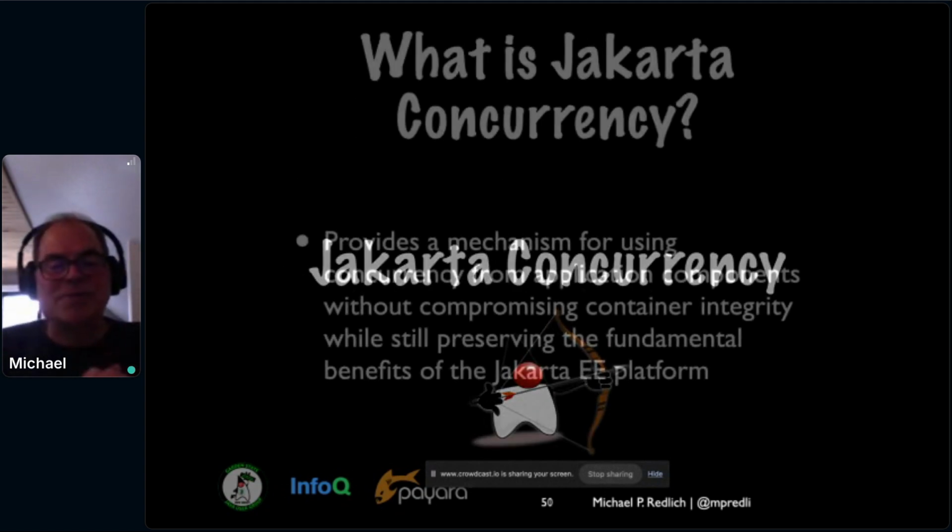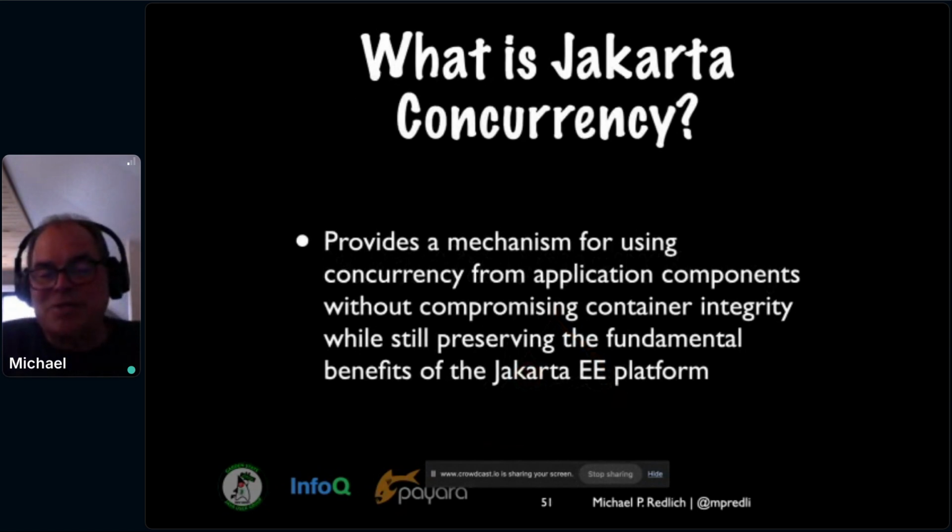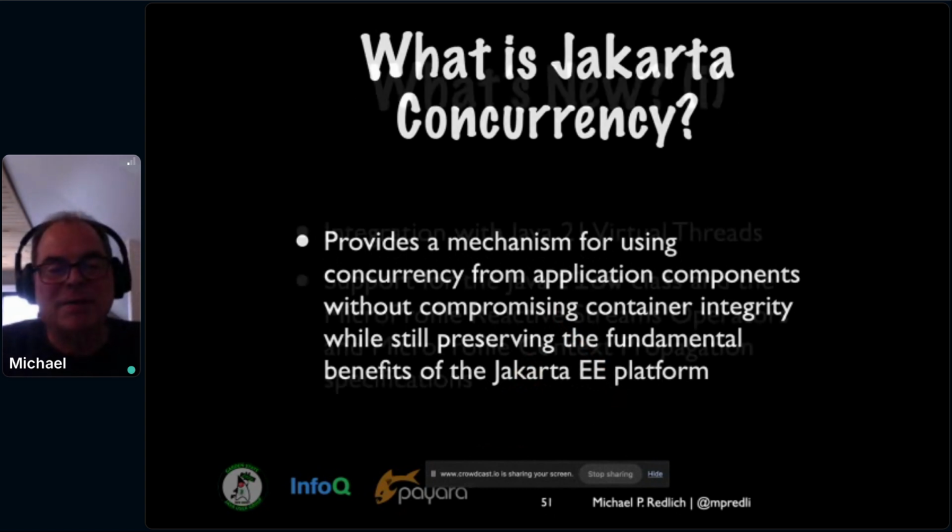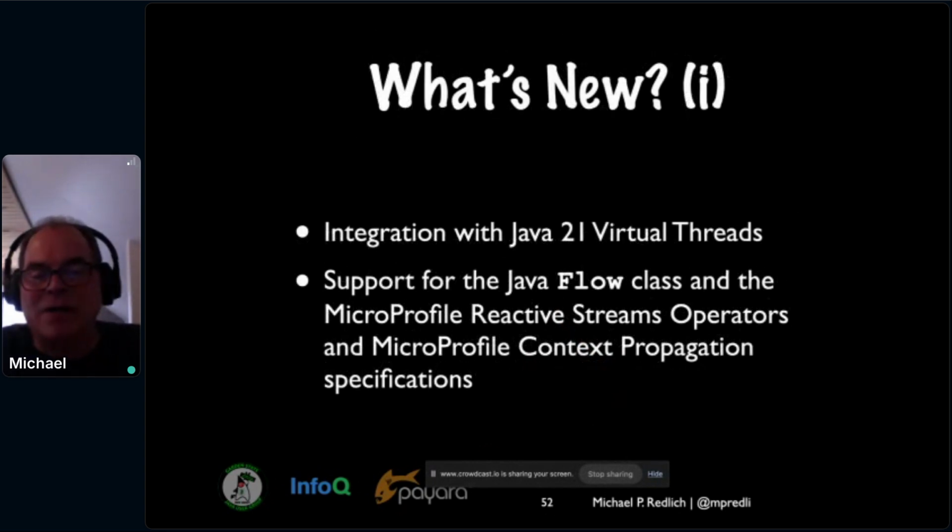Concurrency. This is a mechanism for using concurrency from application components without compromising container integrity, while still preserving the fundamental benefits of the Jakarta EE platform. And as I mentioned earlier, support for JDK 21 virtual threads, and also support for the Java Flow class and the MicroProfile Reactive Streams Operators and the MicroProfile Context Propagation specs. If you remember in that chart earlier, those are standalone specifications in the MicroProfile ecosystem.